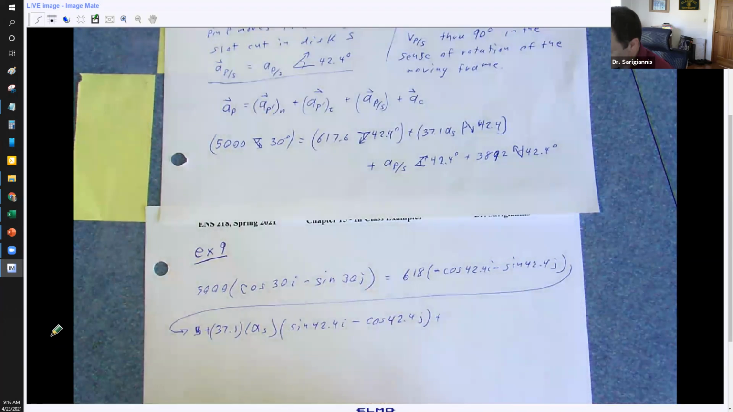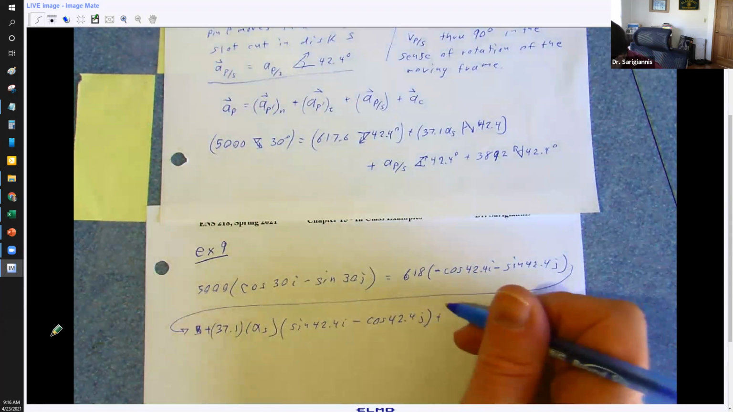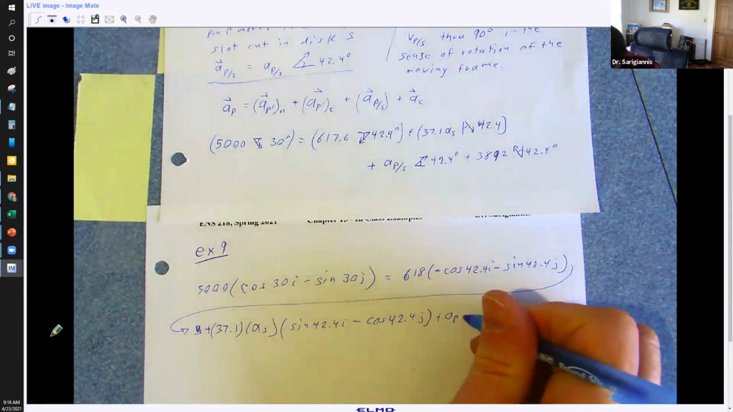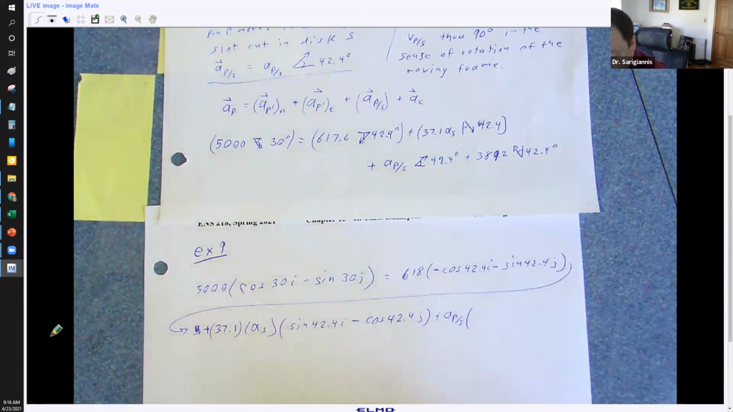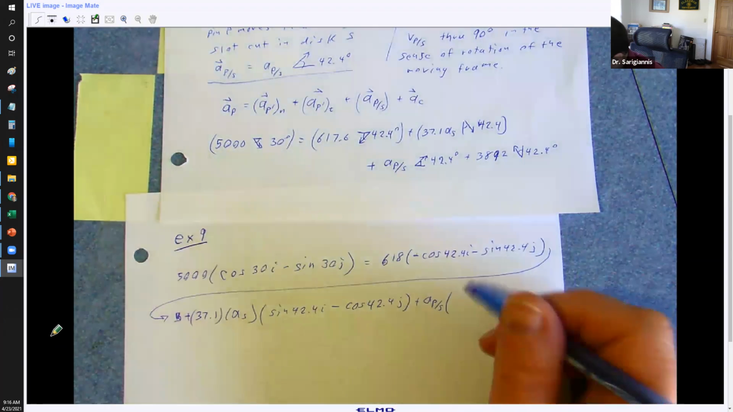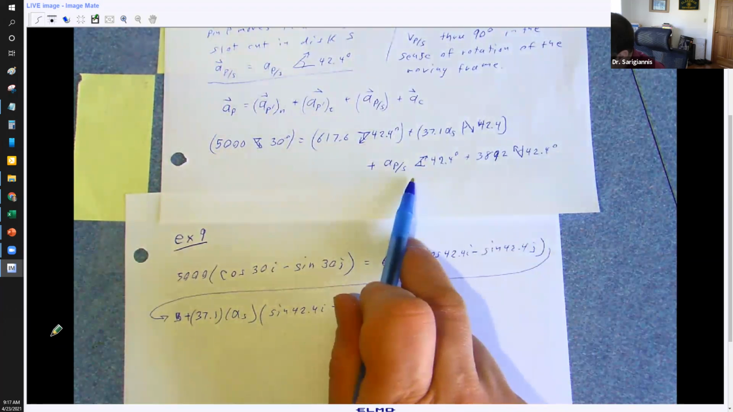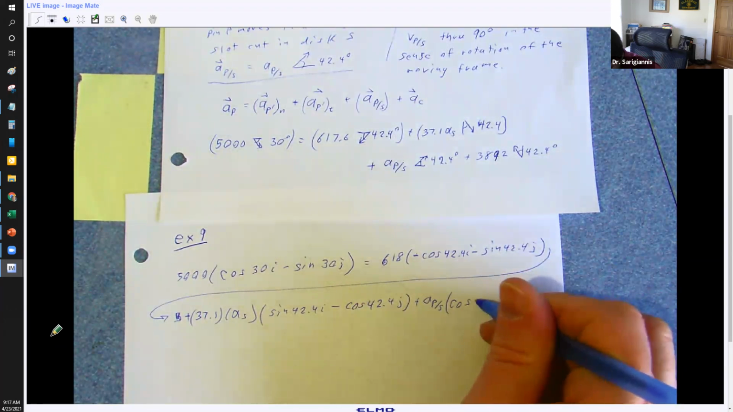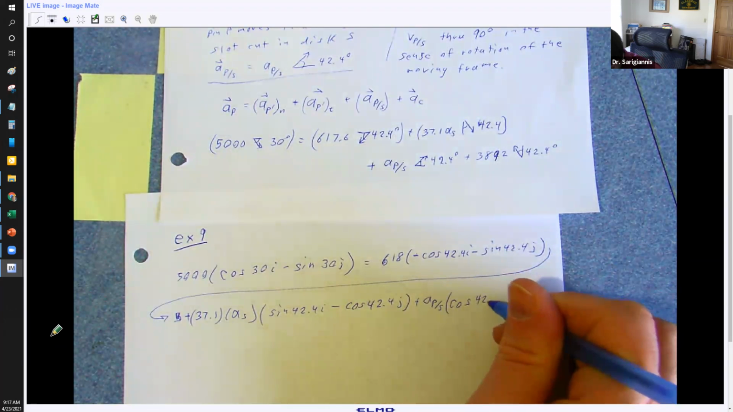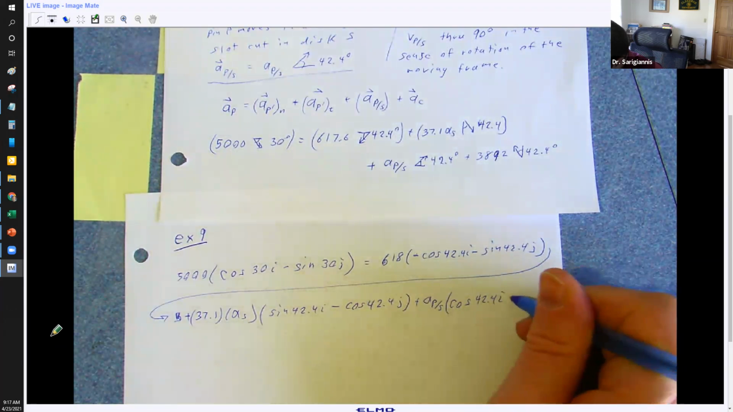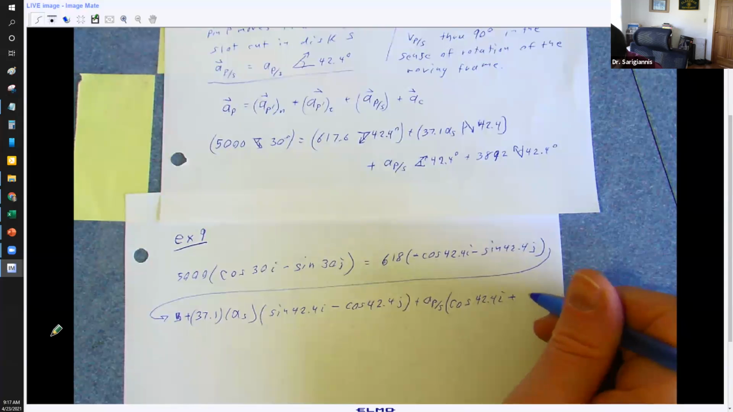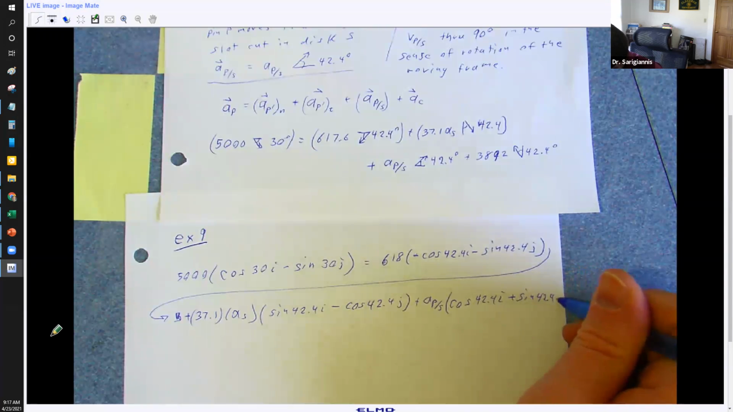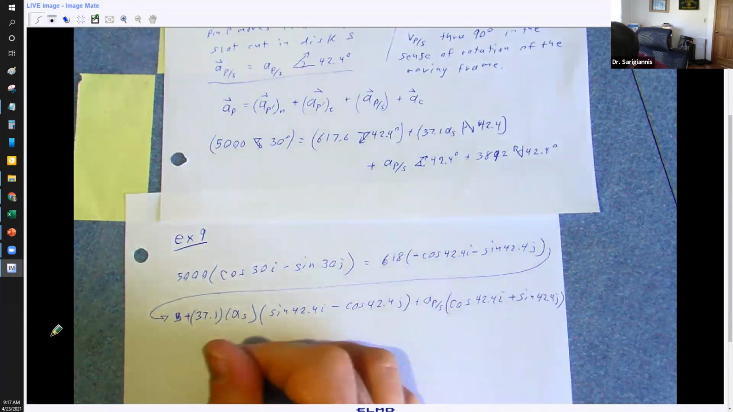I'm running out of room so fast. Acceleration of P with respect to S. Let's see, this one, 42.4 degrees. So we've got a positive cosine 42.4 I plus a positive sine 42.4 J.